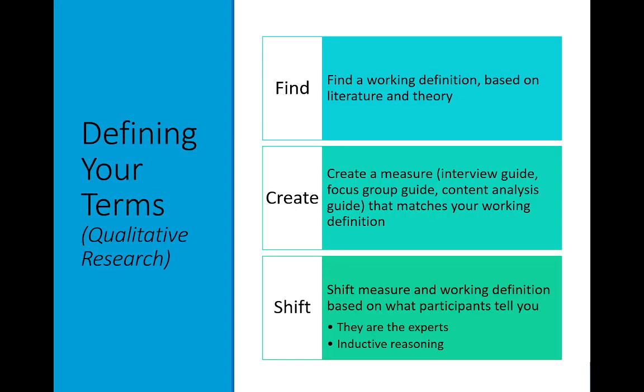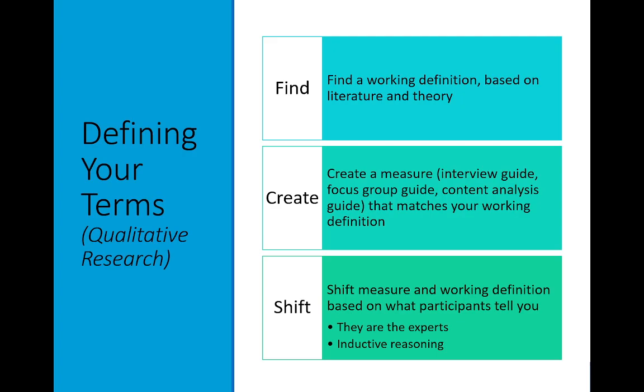So when we're doing qualitative work, we usually find a working definition of what it is we're studying, and we try to create a measure through consistent interviewing of people and analyzing what they tell us, trying to see whether or not what people are telling us matches our definition of the issue. And we use a mix of inductive and deductive reasoning.